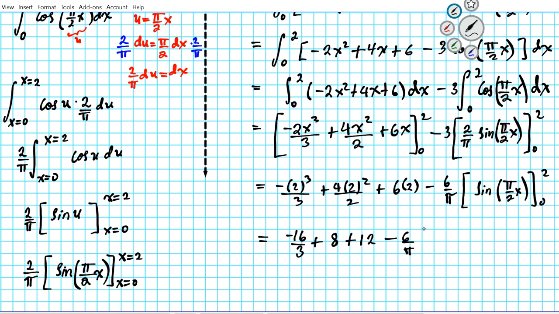And then we have sine evaluated at the upper, that'll give you sine of pi over 2 times 2, which is pi, minus the lower, sine of pi over 2 times 0, which is sine of 0. If we work this out, we're going to have negative 16 over 3 plus 20 minus 6 over pi. Okay, what is sine of pi and sine of 0?